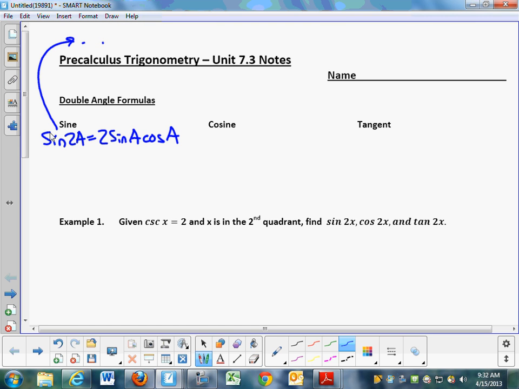We're not going to show every single one. That's just one example. Cosine has actually 3 of them. And so the cosine of 2a, the first one is cosine squared of a minus sine squared of a. Then we have 2 cosine squared of a minus 1, or 1 minus 2 sine squared of a. So you really have 3 options that you can choose to use.